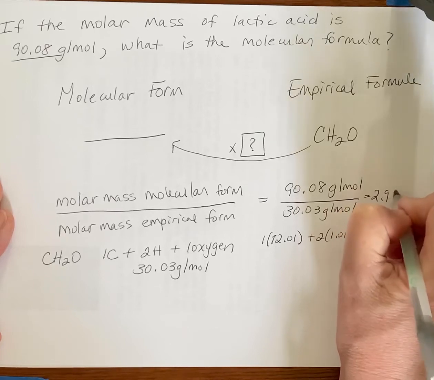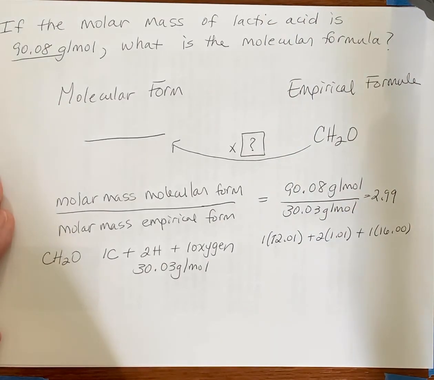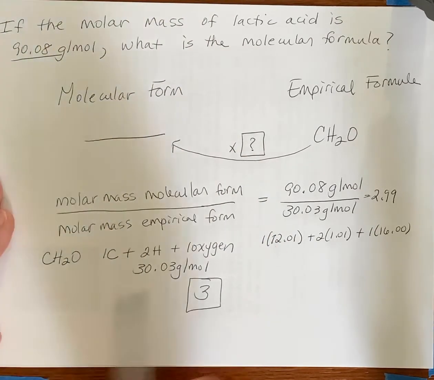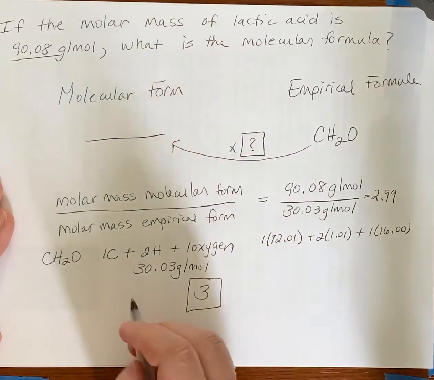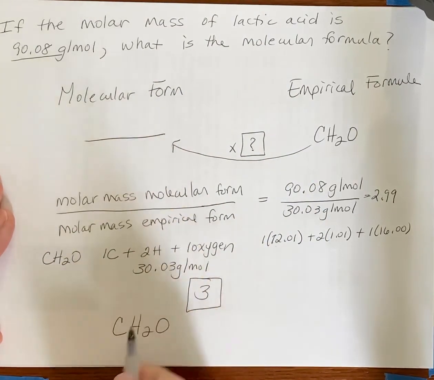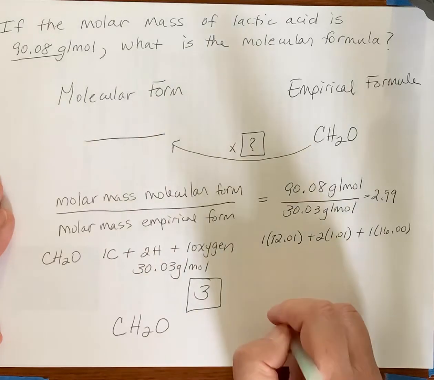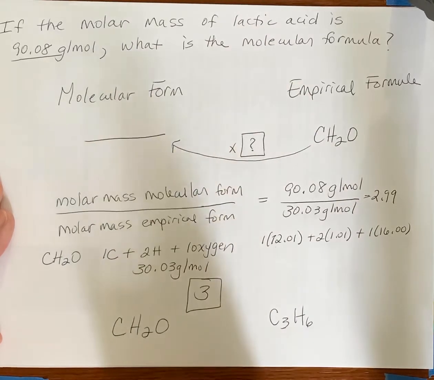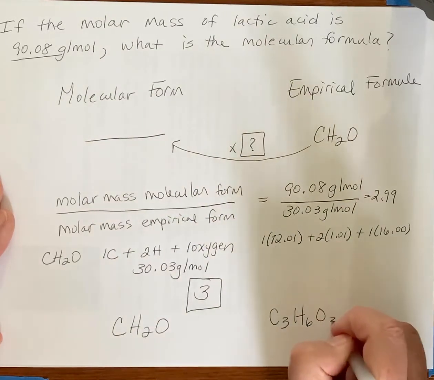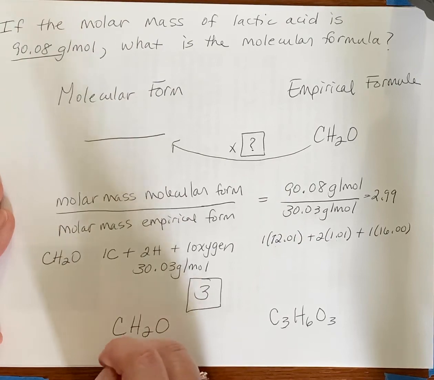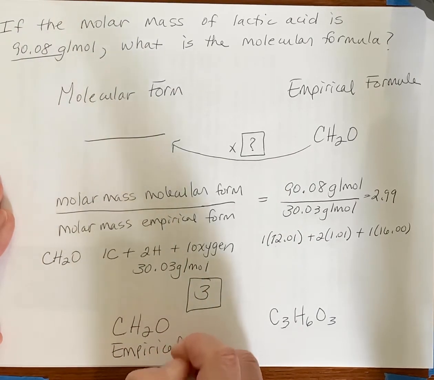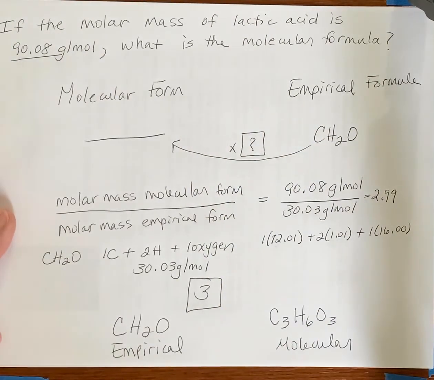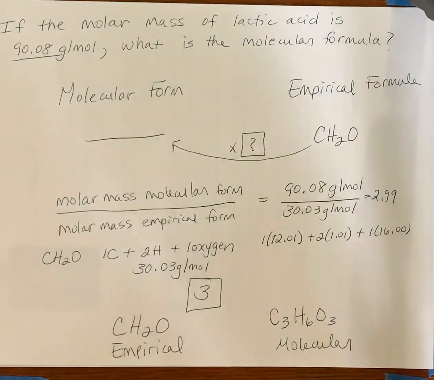Mathematically, this gives me 2.99. That is close enough to 3, and 3 becomes my small whole number that I'm going to multiply my empirical formula by. So CH2O, C1, 1 times 3 gives me 3 carbons. H2, 2 times 3 gives me 6 hydrogens, and 1 oxygen times 3 gives me 3 oxygens. So my empirical formula is CH2O, and my molecular formula for lactic acid is C3H6O3.